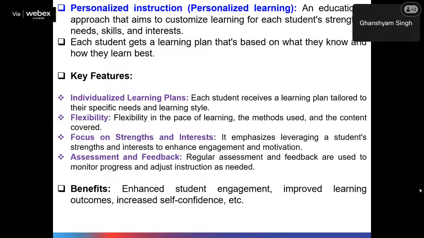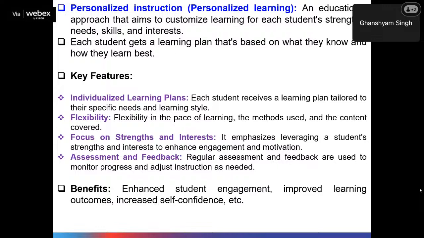Now, personalized instruction. We also need this when we go for implementing OBE in an effective way, because personalized learning is an educational approach that aims to customize learning for each student's strengths, needs, skills, and interests. In a class, we may have a number of students, and each student has their own strengths, weaknesses, needs, and interests for particular skills. So we need to customize learning for each and every student.